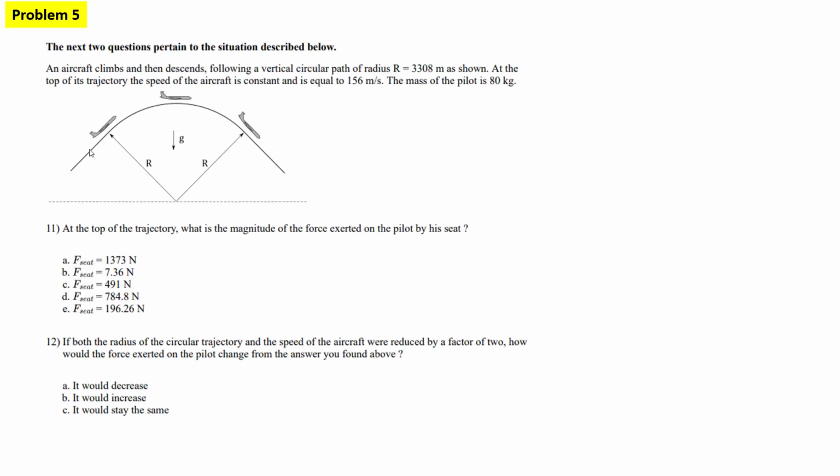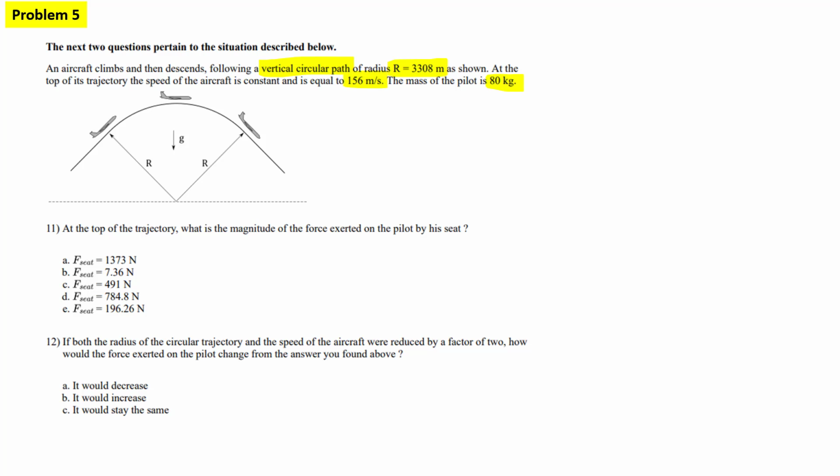All right, here's problem 5. It says an aircraft climbs and then descends following a vertical circular path. The radius of that path is big. At the top of its trajectory, the speed is a constant 156 meters per second, and the mass of the pilot is 80 kilograms. So at the top of the trajectory, they ask, what is the magnitude of the force exerted on the pilot by the seat?